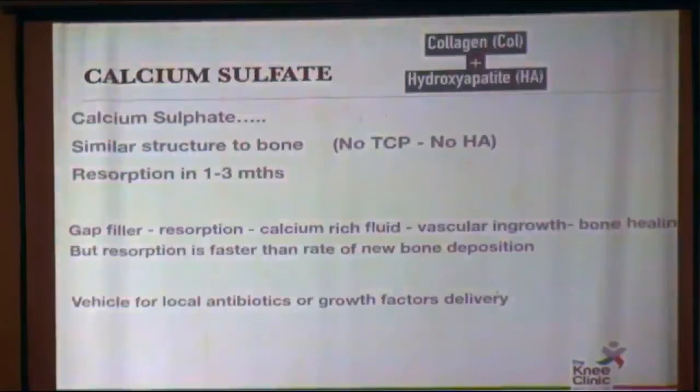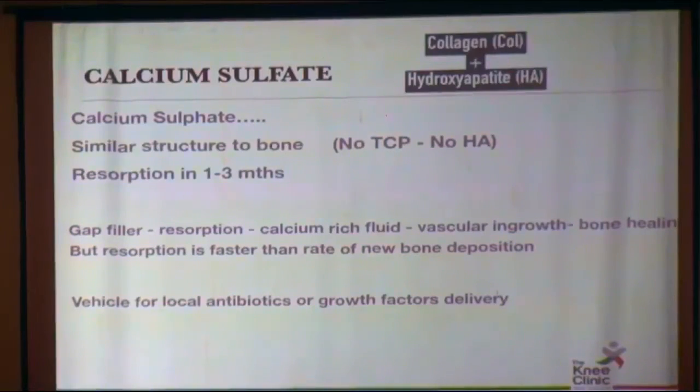The next kind of ceramic is calcium sulfate. Calcium sulfate is completely different from TCP and HA. It looks similar to bone, but it doesn't do all of what TCP and HA do. Also, calcium sulfate resorbs very quickly. So when they initially made it, they said that calcium sulfate will resorb in 1 to 3 months. It will leave calcium-rich fluid, which will incite inflammation, and that inflammation will lead to bone healing.